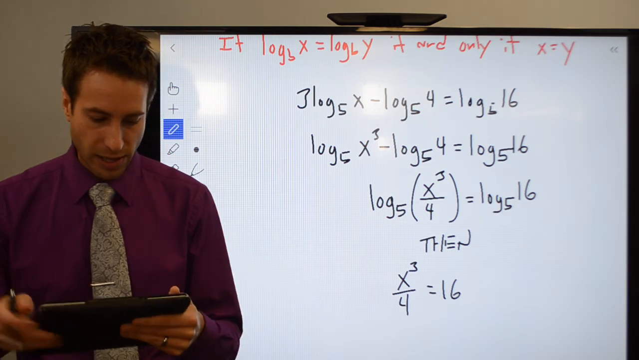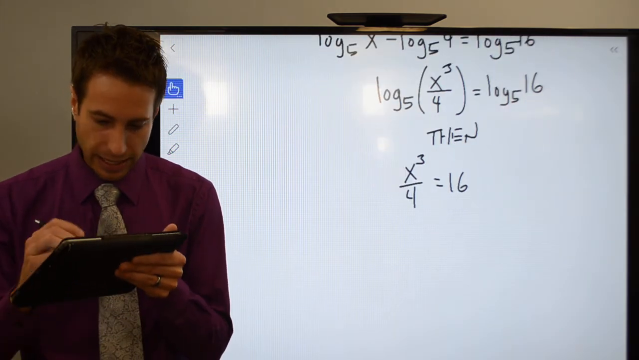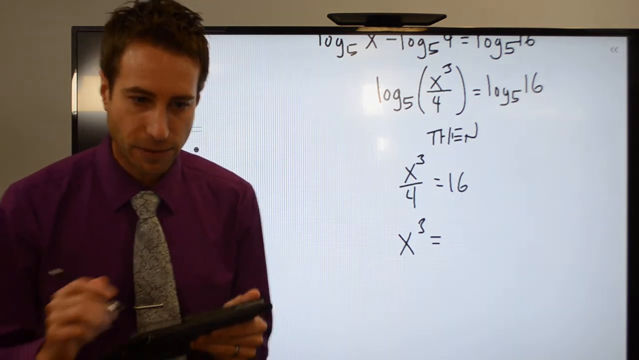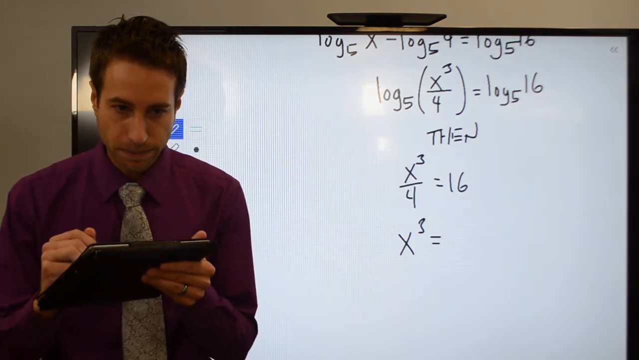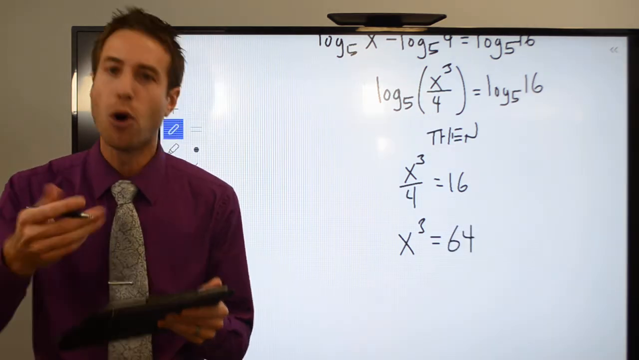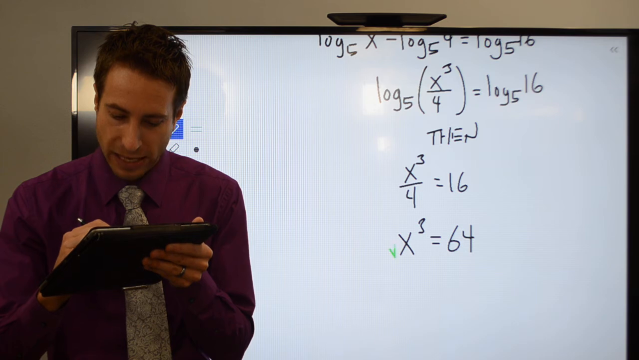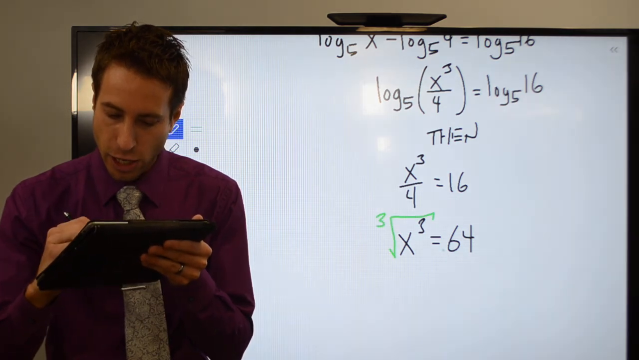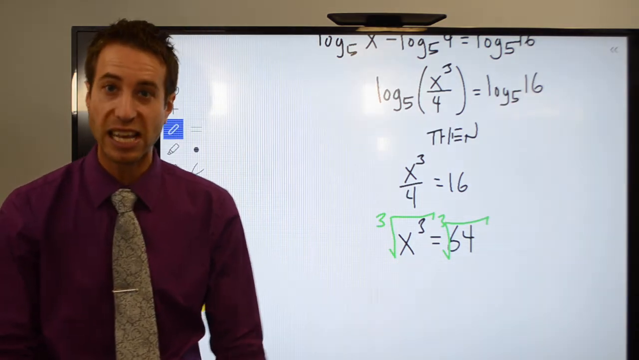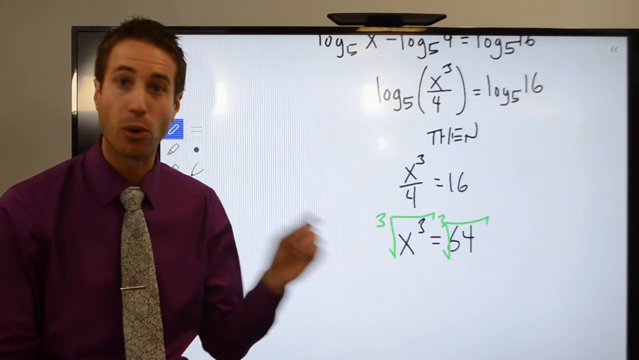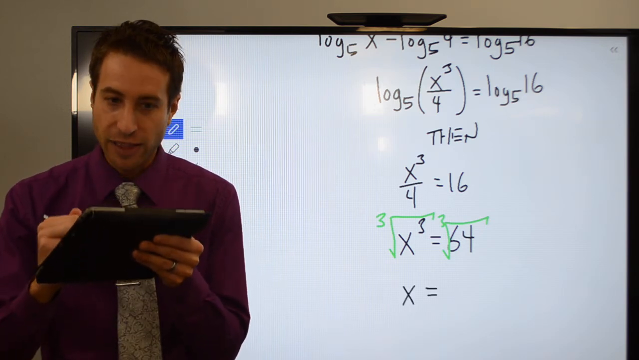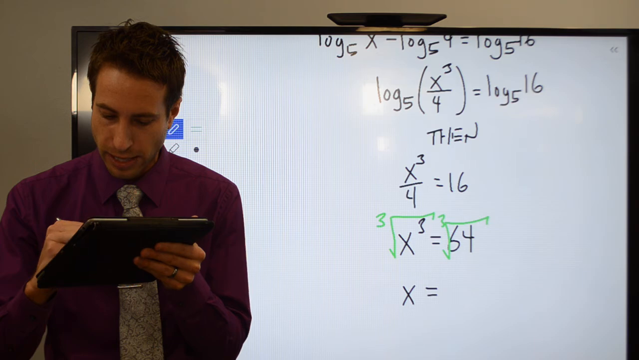Multiply the 4 to the other side. I get x to the third. I got a calculator here. 16 times 4 is 64. And then to get the x by itself, right? Well, we know this from the previous chapter because it's cubed. I'll take a cubed root of both sides. Algebra says whatever you do to one side, you got to do to both sides. And as long as the index and the power are the same, they'll cancel each other out. That leaves me with an x. And the cubed root of 64 actually turns out to be 4.